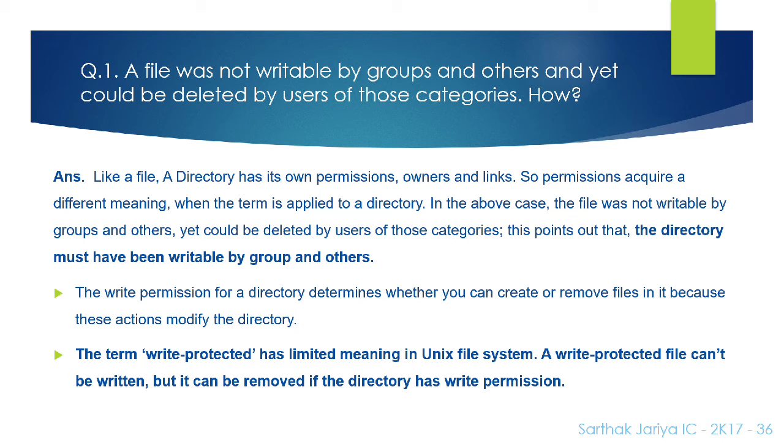In the above case, the file was not writable by groups and others, yet could be deleted by users of those categories. This points out that the directory must have been writable by groups and others. The right permission for a directory determines whether you can create or remove files in it, because these actions modify the directory. The term write protected has limited meaning in the Unix file system. A write protected file can't be written, but it can be removed if the directory has write permissions.